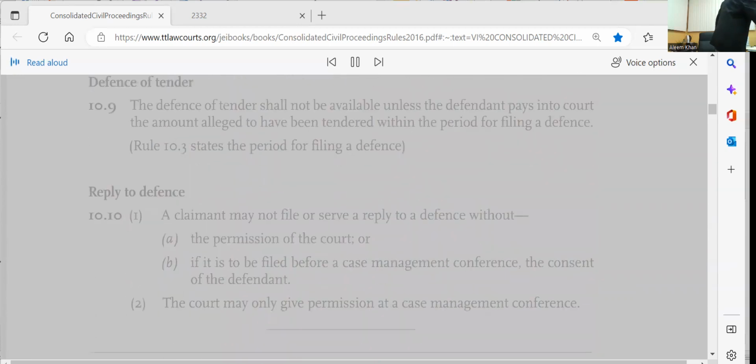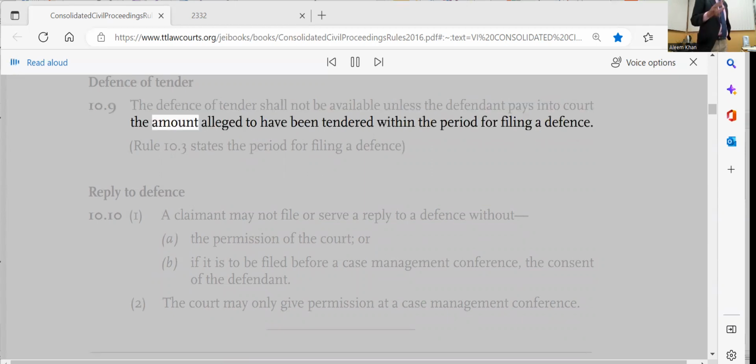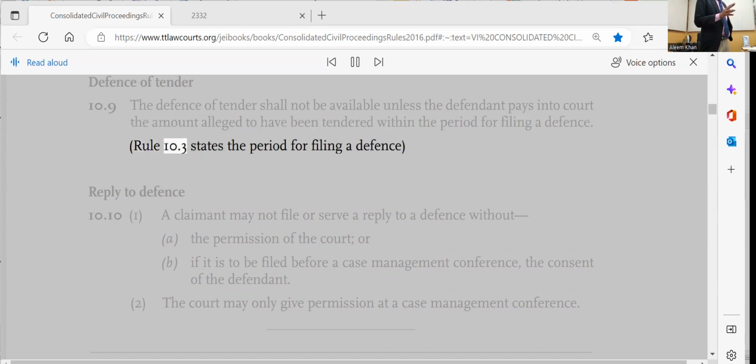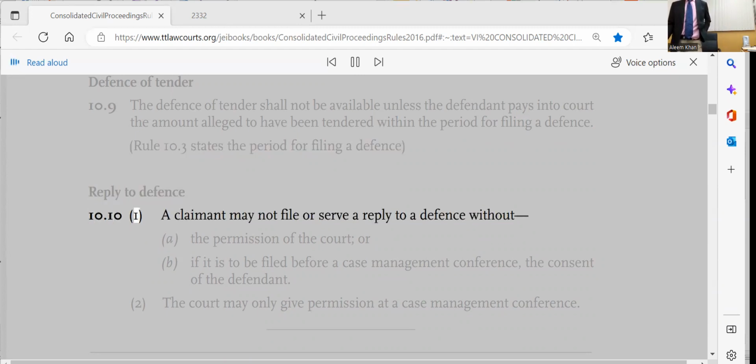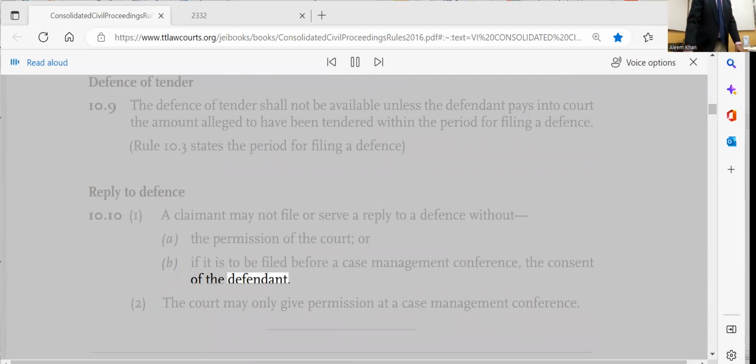Defense of tender 10.9. The defense of tender shall not be available unless the defendant pays into court the amount alleged to have been tendered within the period for filing a defense. Rule 10.3 states the period for filing a defense. Reply to Defense 10.10. 1. A claimant may not file or serve a reply to a defense without a. the permission of the court, or b. if it is to be filed before a case management conference, the consent of the defendant. 2. The court may only give permission at a case management conference.